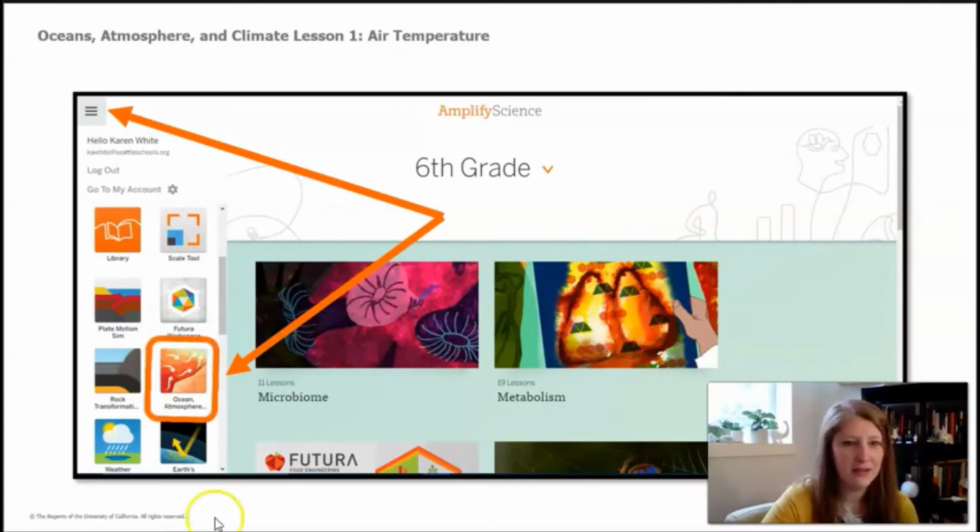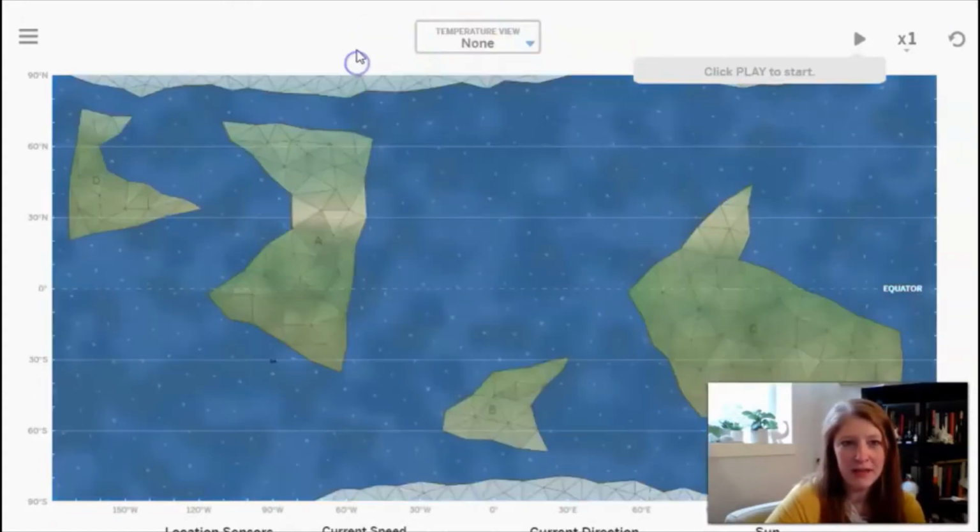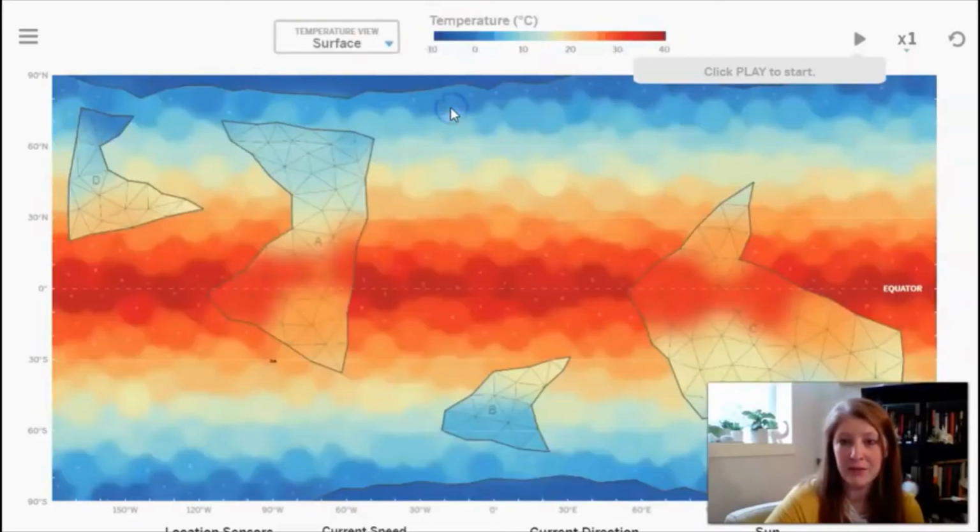So let's go ahead and go to Amplify, then you click on the global navigation menu and scroll down until you see Oceans, Atmosphere, and Climate, and click on that. Okay, I'm going to go ahead and do that. Okay, I opened the sim, and this is what we can see. I changed the temperature view from none to surface because I want to see a map that looks similar to the map that we were just looking at. And what I see here is that it's very similar to the other map that we were looking at. Along the equator, there are red and orange colors, which indicate that the temperature is greater. And near the poles, the temperatures are much colder.